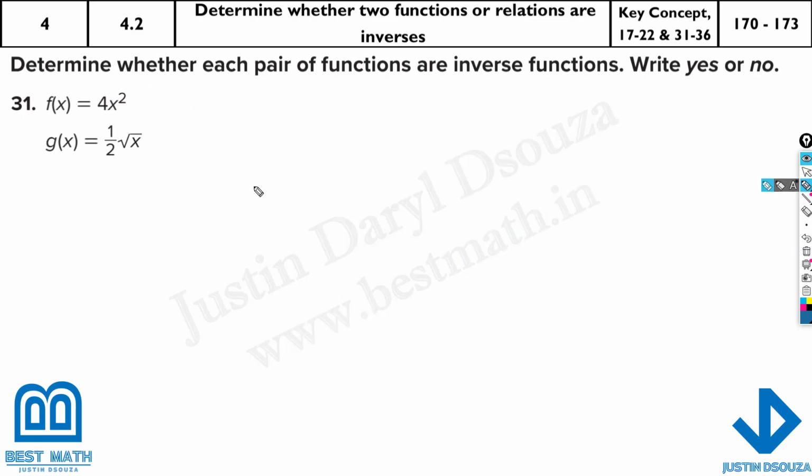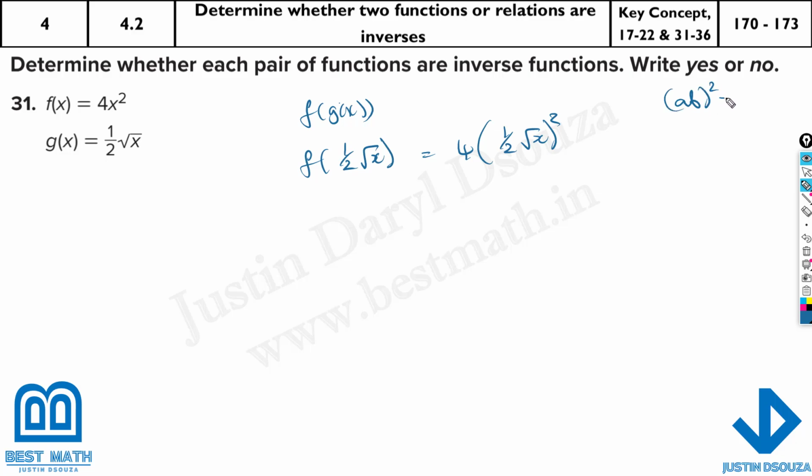Now let's see here. Same thing, it's f of g of x. And we have f of half square root x, that is equal to 4 times (half square root x) the whole squared. Both things get squared. See, it's (ab) squared, that is a squared b squared.